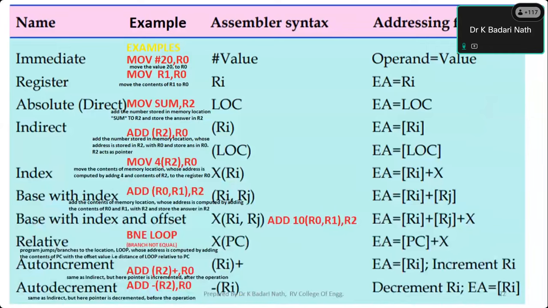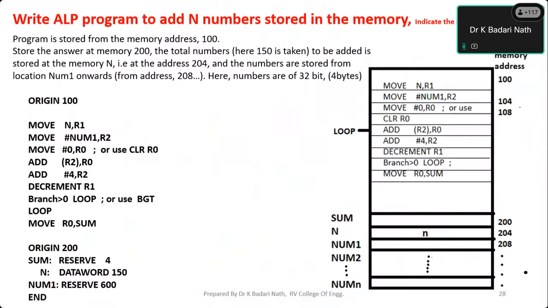So let's go back here. Now read this instruction: add R2 comma R0. What is the meaning of it? Add the contents of the memory location whose address is indicated in R2 with R0, and keep the answer in R0. Now based on this, we will write one program and understand these addressing modes, whatever we discussed in detail now. This is the program to add a set of n numbers. Where are the numbers stored? Numbers are stored in memory locations starting from num1.